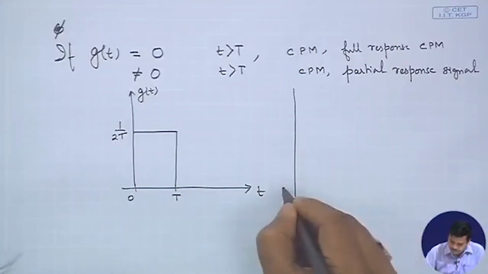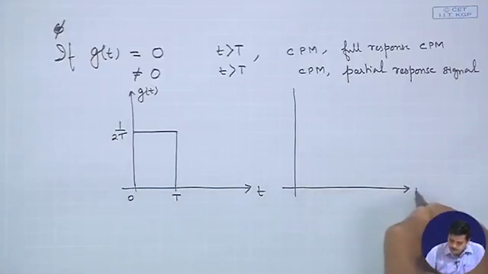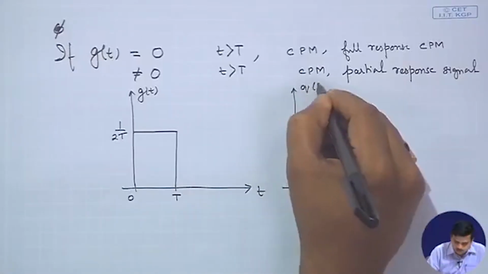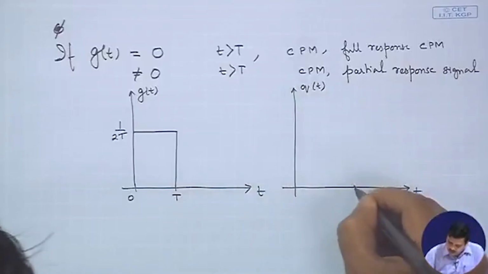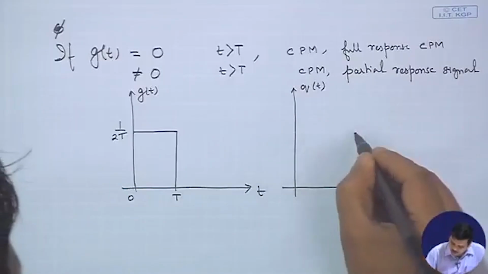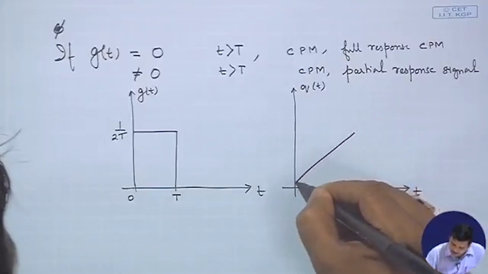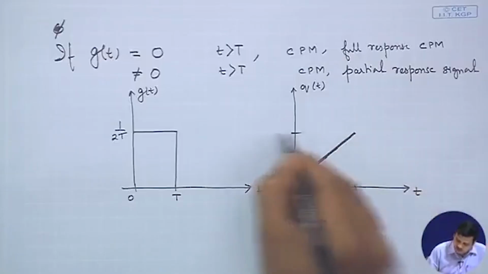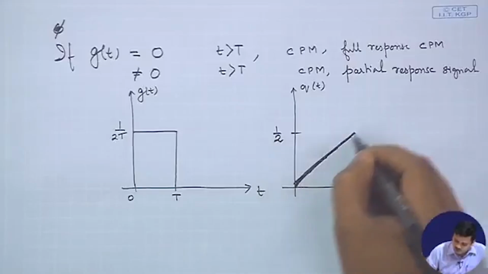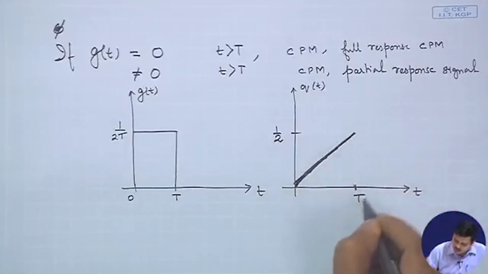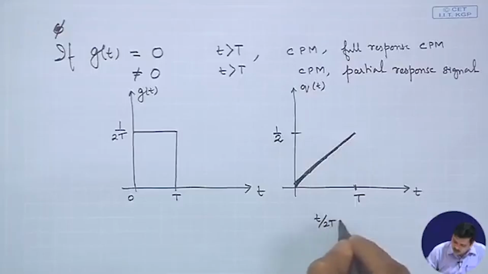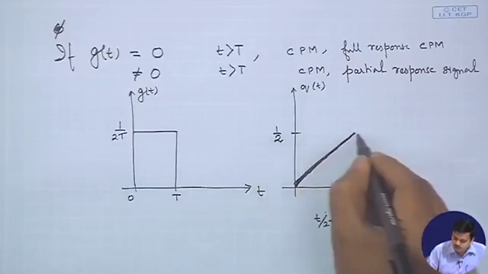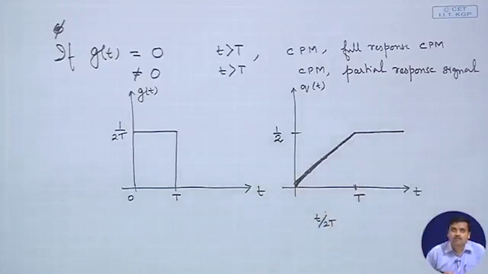So, for this, the q(t) would look like, up to T, its value should start from 0. I will make it a bit thick to avoid the confusion, 1/2, and if you look at this, it flows as t upon 2T. So, when small t is equal to capital T, you have the value 1 upon 2, which is over here, and it remains as half the rest of the time.